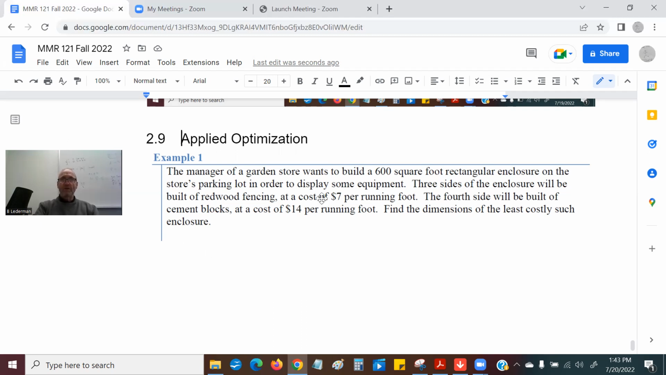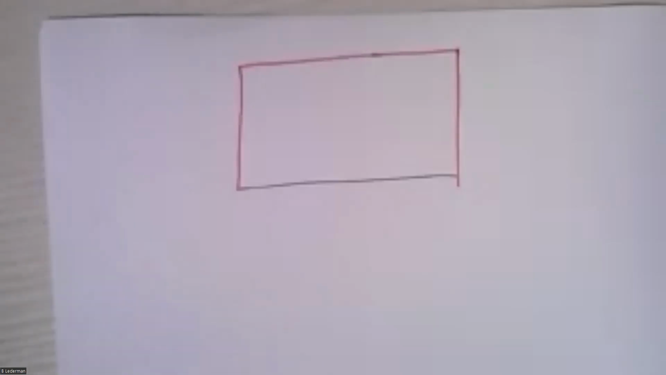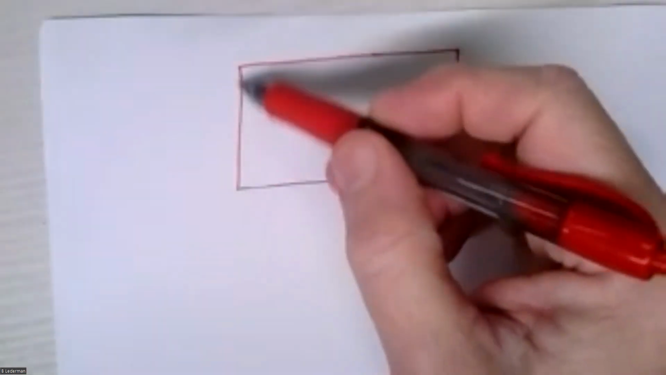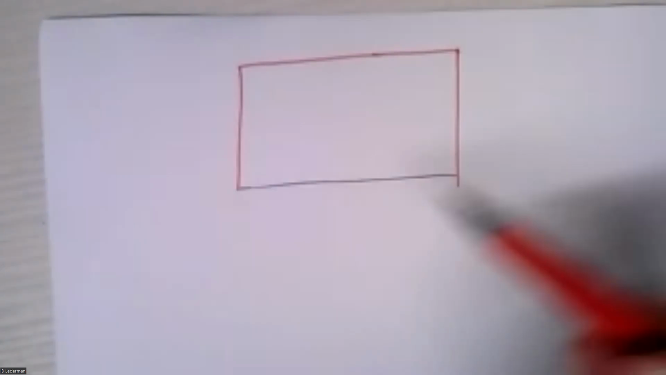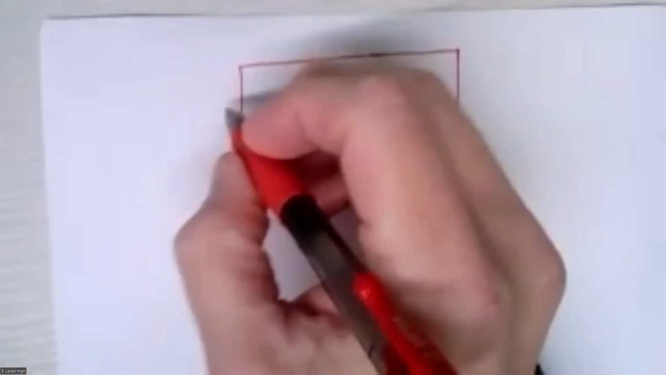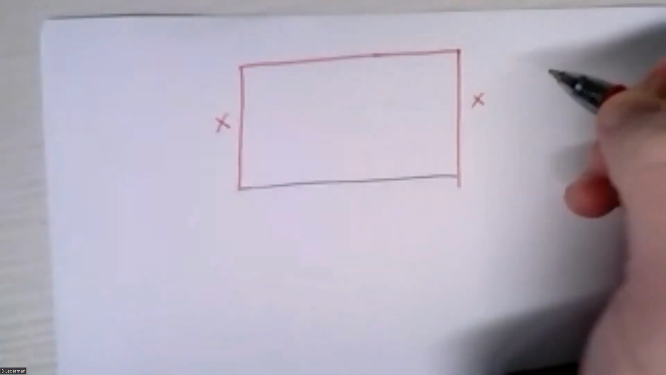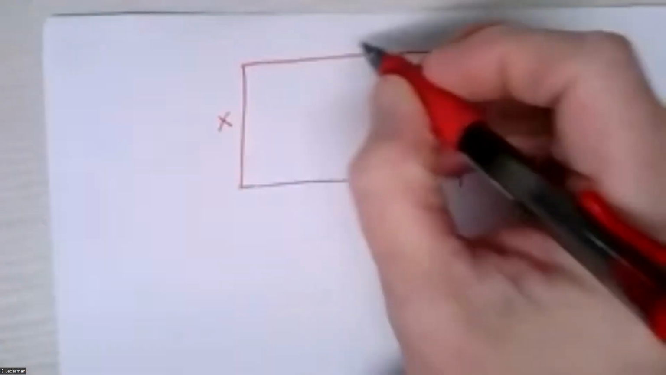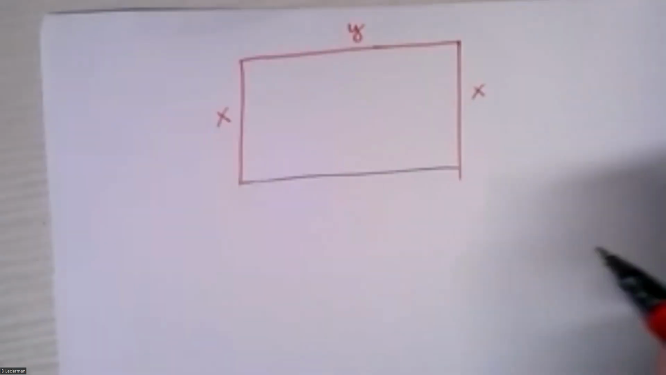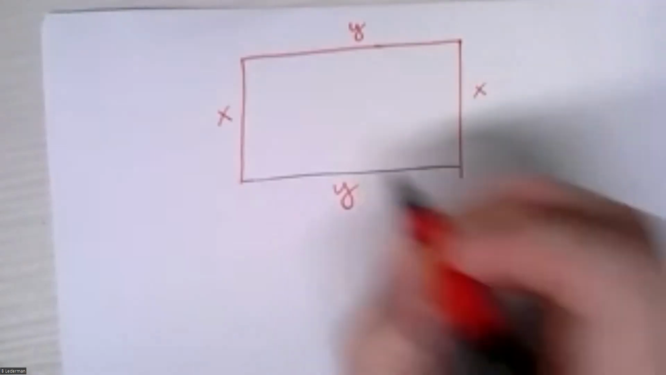So first of all, let's see if we understand what that even means: the dimensions of the least costly enclosure. All right, so here are the 3 sides that are red, and here's the 4th side. I'm going to call this side X. If this is X, the other side is also X. It's a rectangle, so the opposite sides are equal. We'll call this side Y, and if this is Y, of course, the bottom is Y.